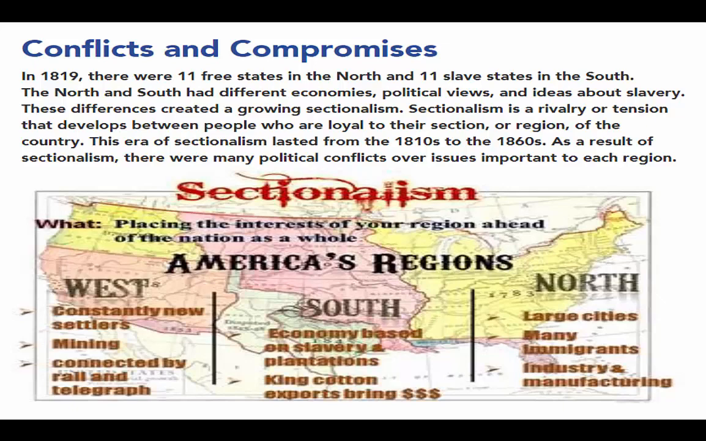Question number 1, what was the balance between free and slave states? Well, in 1819, there were 11 free and 11 slave. Number 2, what three things led to a growing sectionalism between the North and South? Well, the different economies, political views, and ideas about slavery. Number 3, sectionalism is a rivalry or tension that develops between people who are loyal to their section or region of the country.